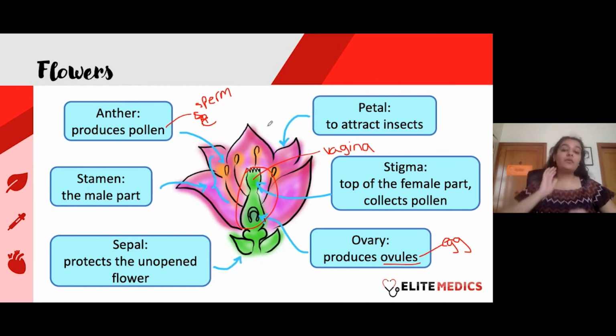You get sperm from one plant, or sorry, pollen from one plant, fertilizing ovules from a different plant. So it's not that it pollinates its own. It doesn't really work that way.